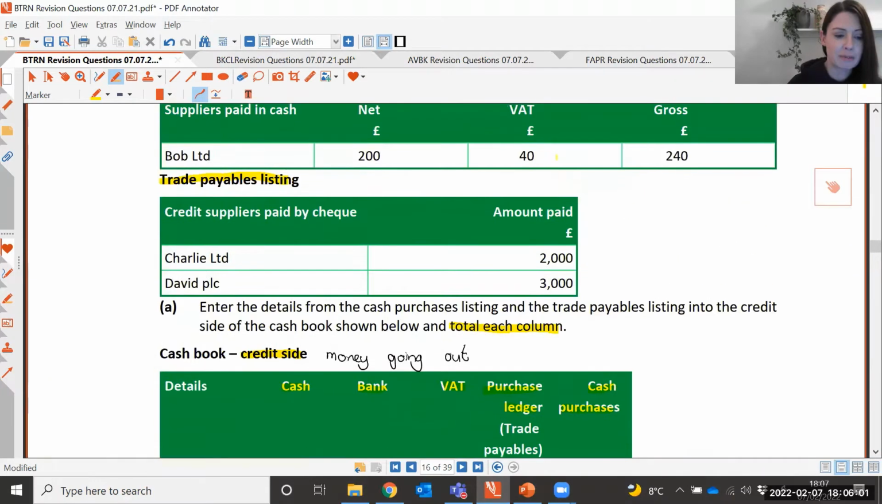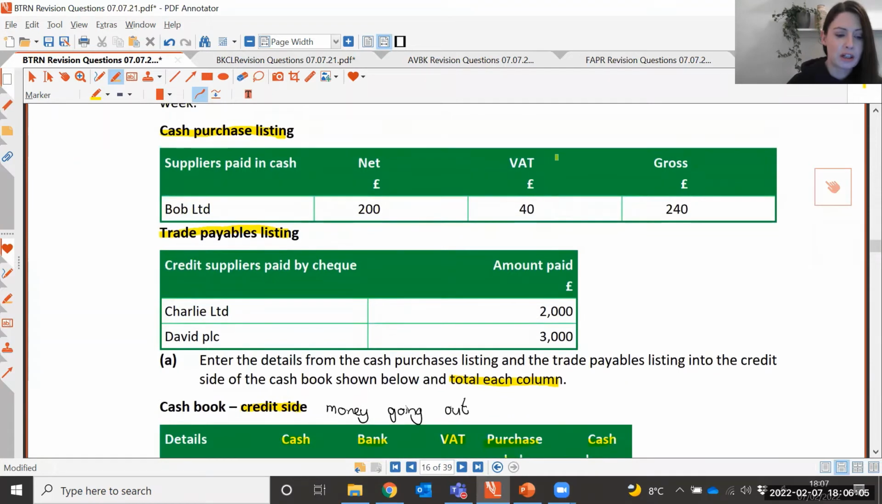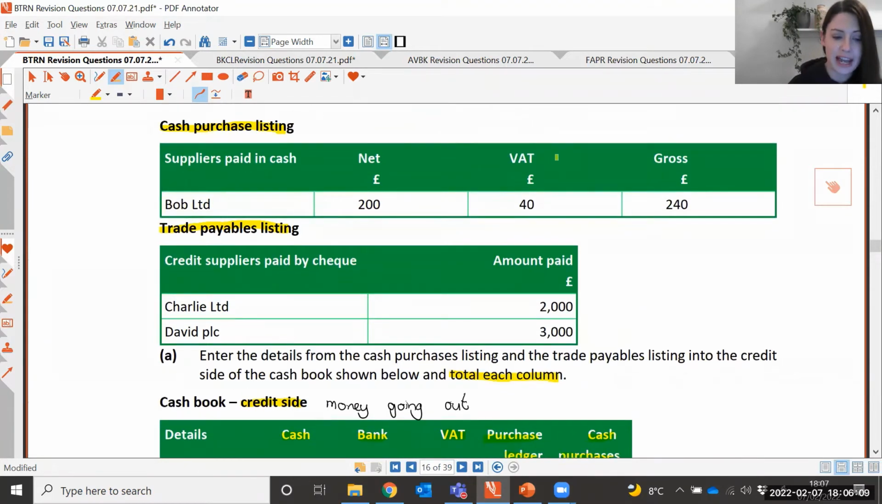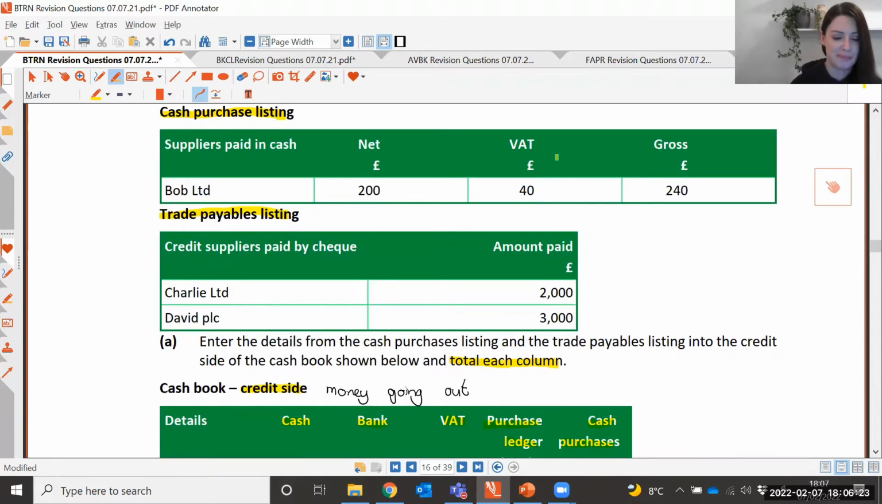Okay, so first of all, let's have a look at the cash listing. So we've got a supplier paid in cash of Bob Limited. We were told the net is 200, a VAT of 40 and a gross of 240. So I can see Fatima's put something there. So Bob Limited, cash column 240, the VAT column 40 and cash purchases 200. Good, Fatima.